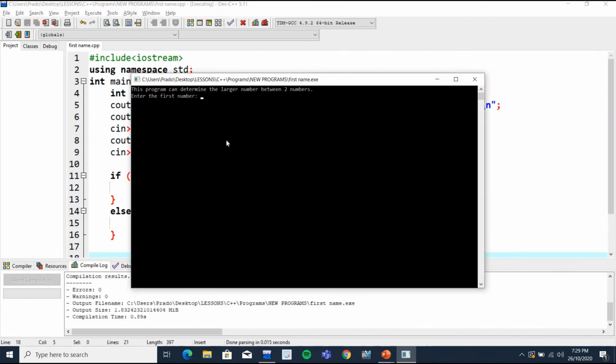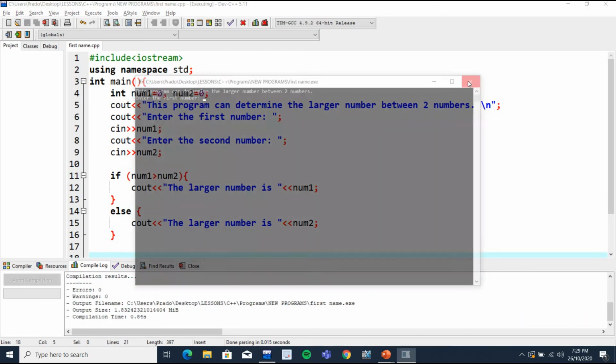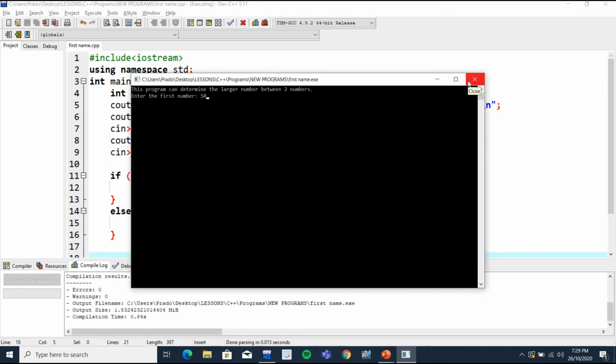F11, this program can determine the larger number between two numbers. So, enter the first number. So, 9. Enter the second number. For example, 10. So, the larger number is 10. So, isa pa. Paano kung mas mataas si first number? F11. For example, 500. And then, the second number is 10. So, ayan. So, the larger number is 500.